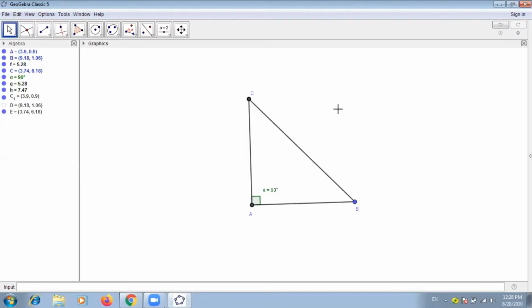Now you have to remember that the side opposite to 90 degrees, this side, as it is opposite to the 90 degree angle, is called the hypotenuse. What do we call it? Hypotenuse. The side opposite to 90 degrees is called the hypotenuse.